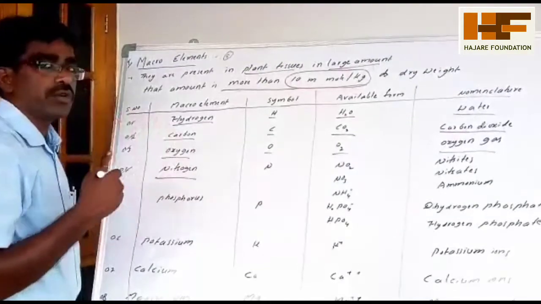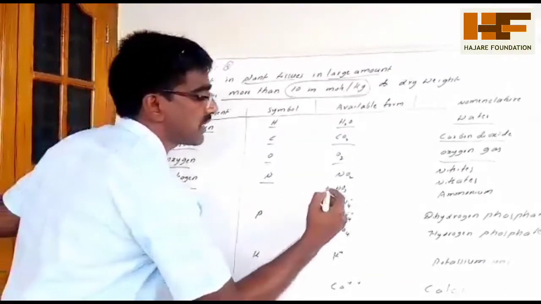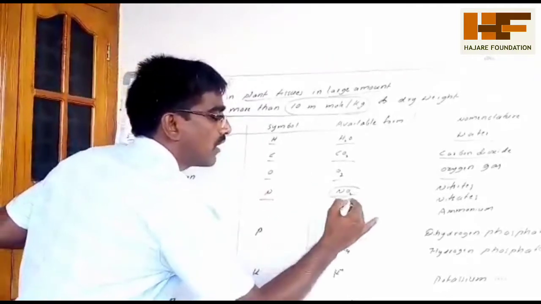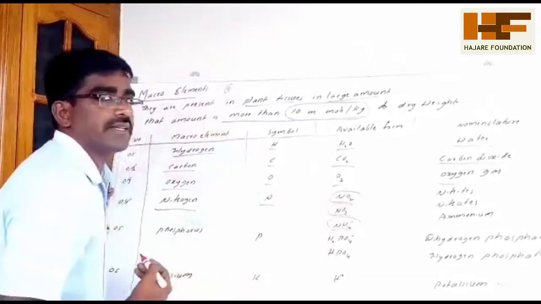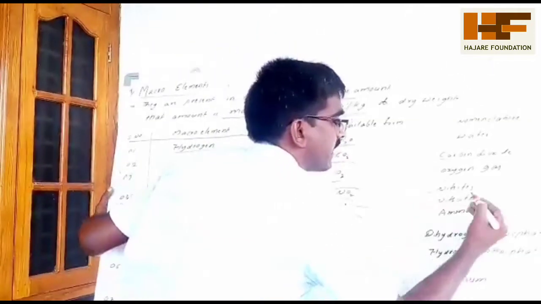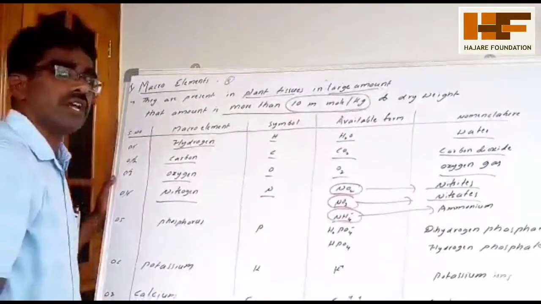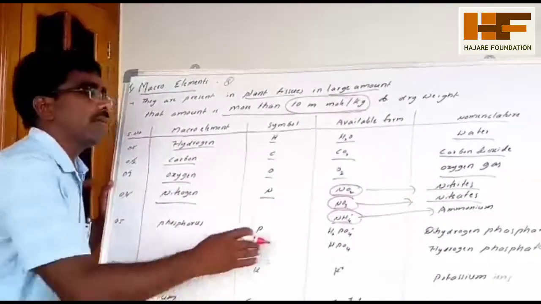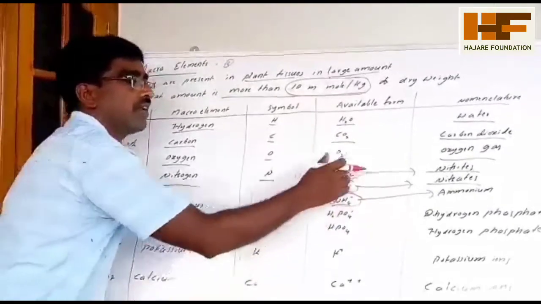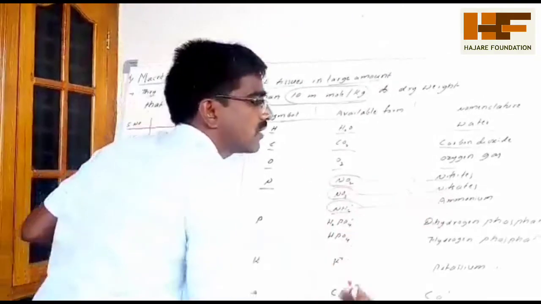A greater amount of nitrogen is important for plant growth and development. The common symbol is N, but it is available in 3 forms: NO2-, NO3- and NH4+. NO2 represents nitrite, NO3 represents nitrate, and NH4+ represents ammonium. Nitrogen is required in a very large amount for plant growth and development, but it is available in these 3 forms: NO2 is nitrite, NO3 is nitrate, and NH4 is ammonium.